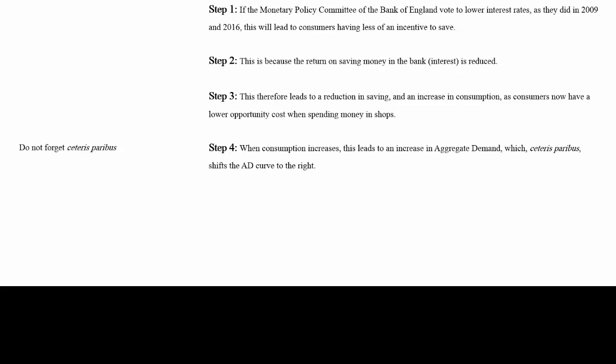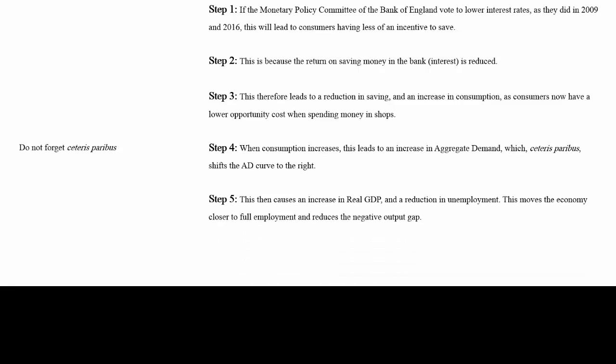When you come to evaluate, you can change other factors that you held constant before. This then leads to step 5, the next consequence. So it leads to an increase in real GDP and a reduction in unemployment. This moves the economy closer to full employment and reduces the negative output gap. So again, we continue in our logic by saying what all these steps have led to and what they caused. Step 6 is very important.